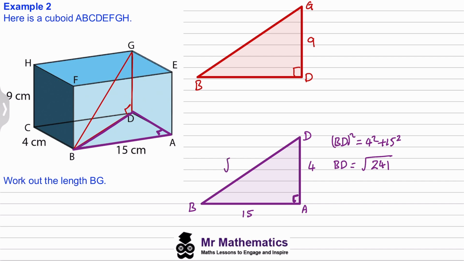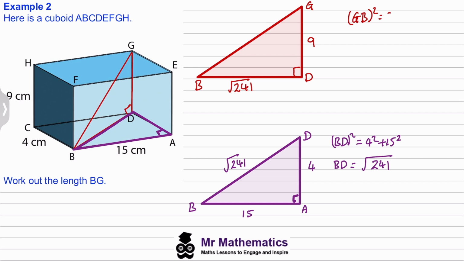So I'll label this as root 241, and we'll do the same for the red triangle. Notice how it's the hypotenuse in our purple triangle, but the base in our red triangle. That's why we need to draw two separate triangles. So we can work out GB then.